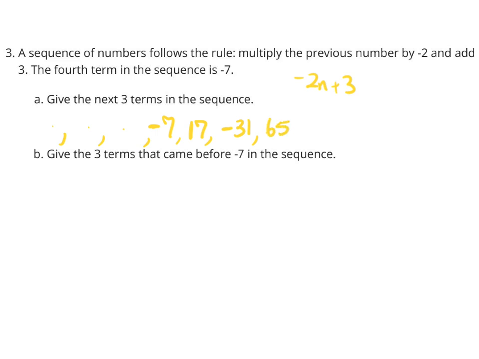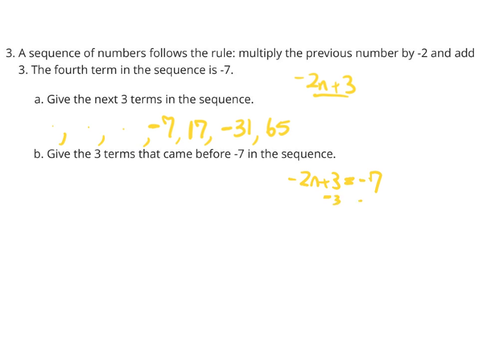Now, we want the 3 terms that came before 7 in the sequence. So this is what we're going to do. We're going to set -2n plus 3 equal to -7, and we're going to solve for n. n will give us the previous term. How do I know this? Well, let's do it. This is my rule, and this is how I got the -7. So if I set it equal to -7, I know I'll get the term before it.